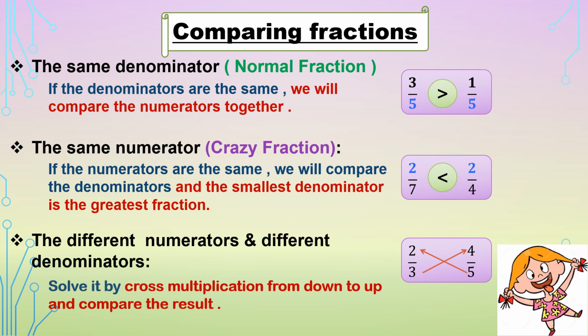So 5 times 2, cross multiplication means times. 5 times 2 equals 10. And on the other side, 3 times 4 is 12. Which is bigger, 10 or 12? Yes, 12 is bigger. So 4 over 5 is bigger than 2 over 3.